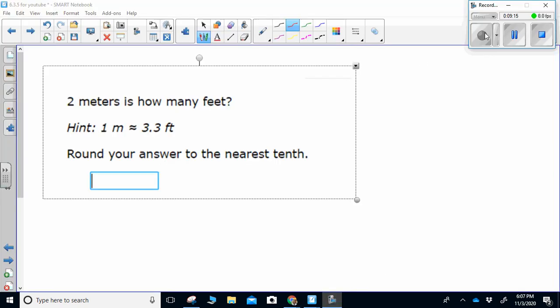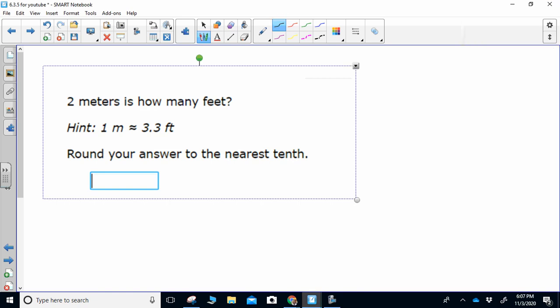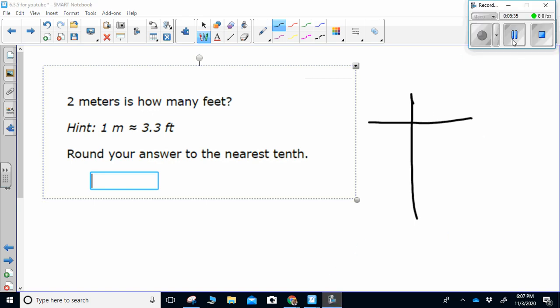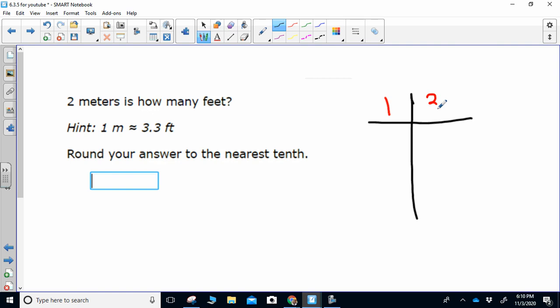Okay, so for your asynchronous work today, you're going to be making ratio tables to compare. So you're going to look at this question from IXL. We're going to make a T-chart, and it says 2 meters is how many feet? So we're going to have meters and we're going to have feet. I'm given this ratio right here, and that's what I'm going to put here. 1 meter is 3.3 feet.